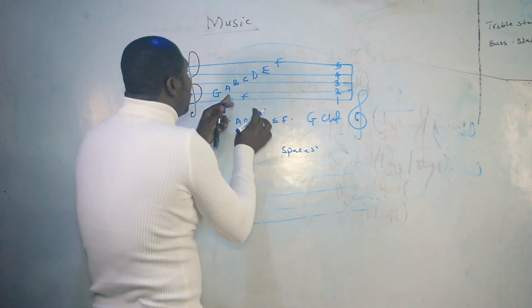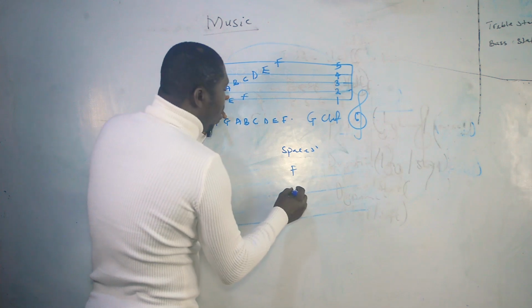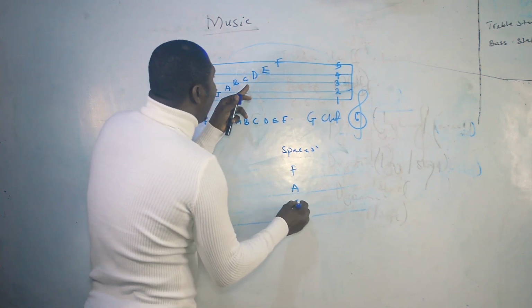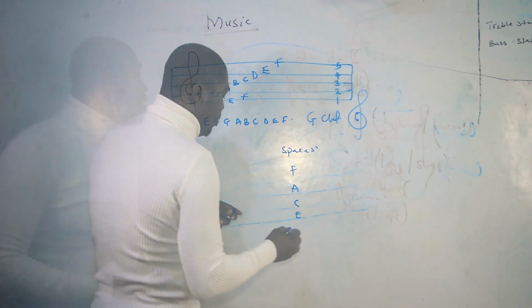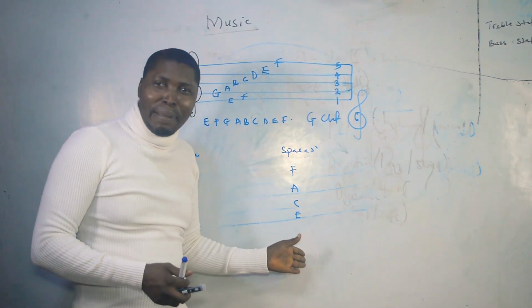Now for the spaces, we have the first space to be what? F. We have the second space to be what? A. The third one to be C. And the last one to be E. We now have our lines separated. We have our spaces separated.